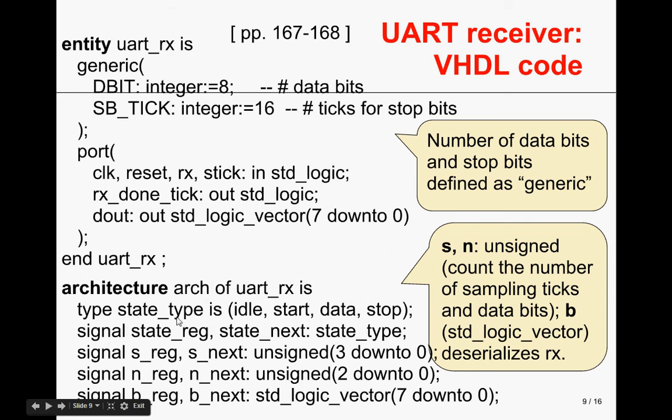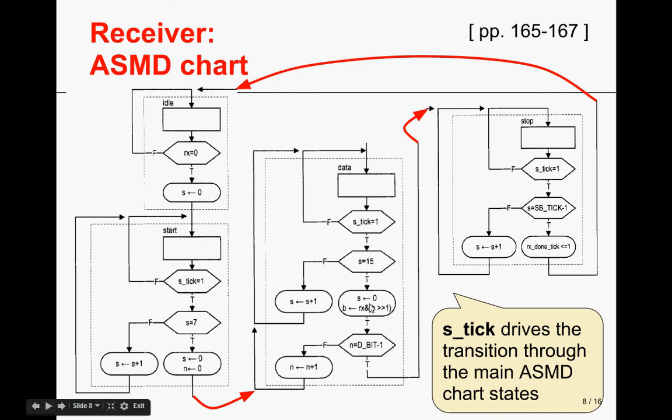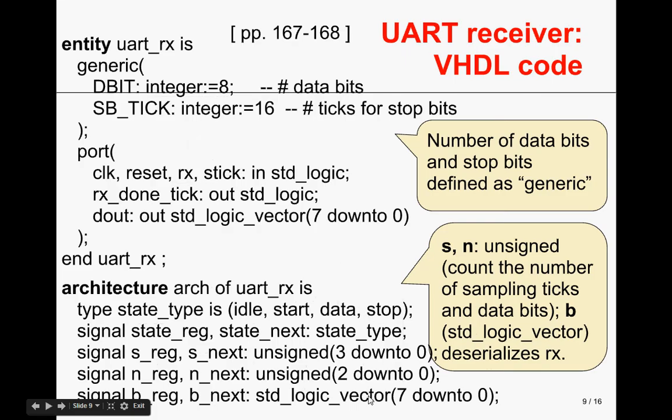where we create the usual user-defined state type to represent the ASMD chart states, and then the sampling ticks counter and the number of data bits counter. These signals are defined as unsigned because they need to be incremented, and so this is an arithmetic operation that would not be possible if they were standard logic vector type. However, the deserializer itself, which is this last signal, simply uses the concatenate operator, as you have seen here, which is available over the standard logic vector data type, and this will be the data type for the deserializer.